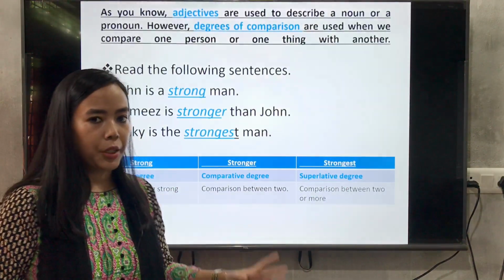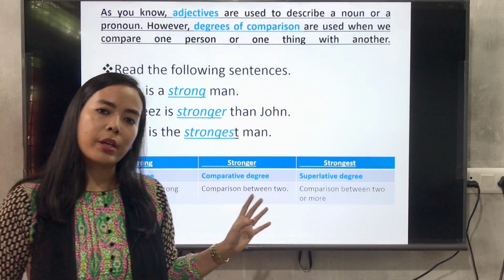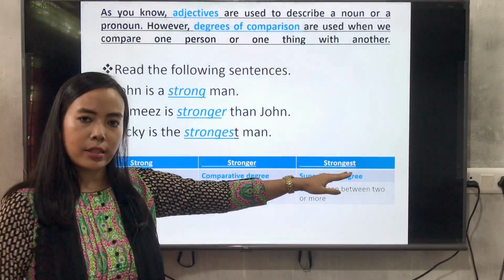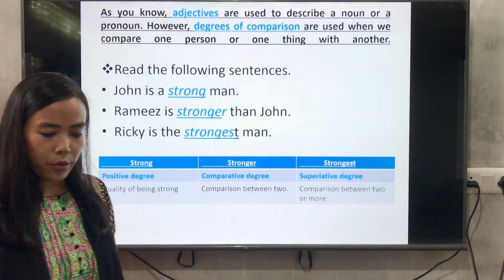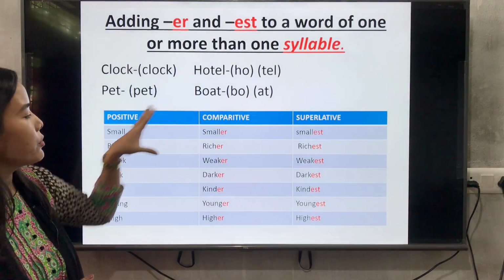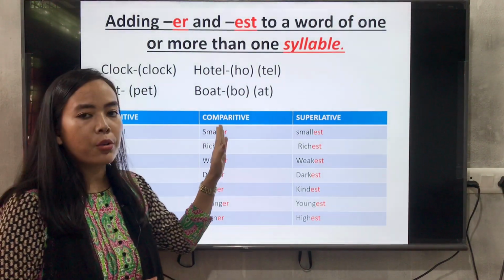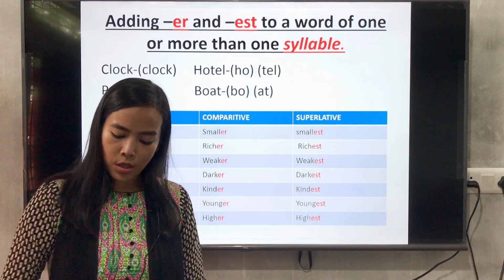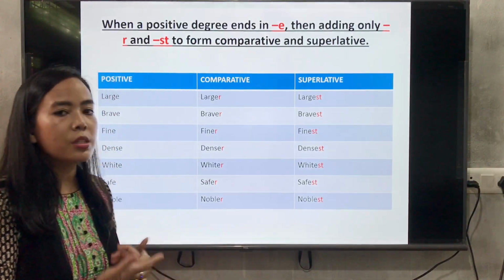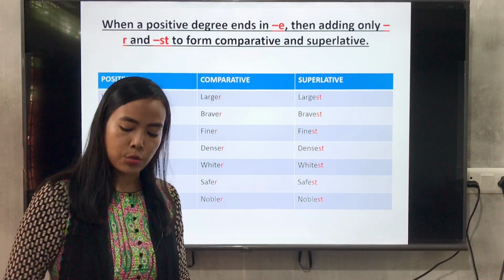Okay, I told you 3 degrees are there. That is positive degree, comparative degree and superlative degree. Okay, this is clear. Superlative is the highest form of degree. So how can we form positive degree into comparative and superlative? If the positive has one syllable or more than one syllable, then we just need to add ER to make it a comparative and EST to make it a superlative. In the second case, when a positive degree ends with letter E, then we just need to add letter R to make it a comparative degree and ST to make it a superlative degree.